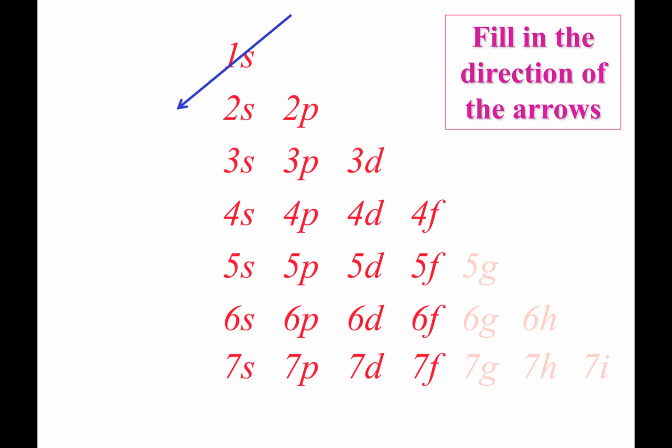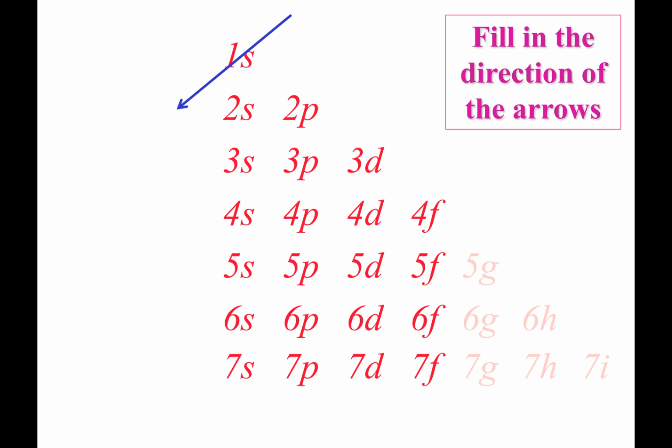I can't remember how I do this. See the stuff that's grayed out? Remember that since we're only worried about electrons in their ground state, we're not going to have to mess with g's, h's, and i's. So I think where it's bolded, that's where I stop.